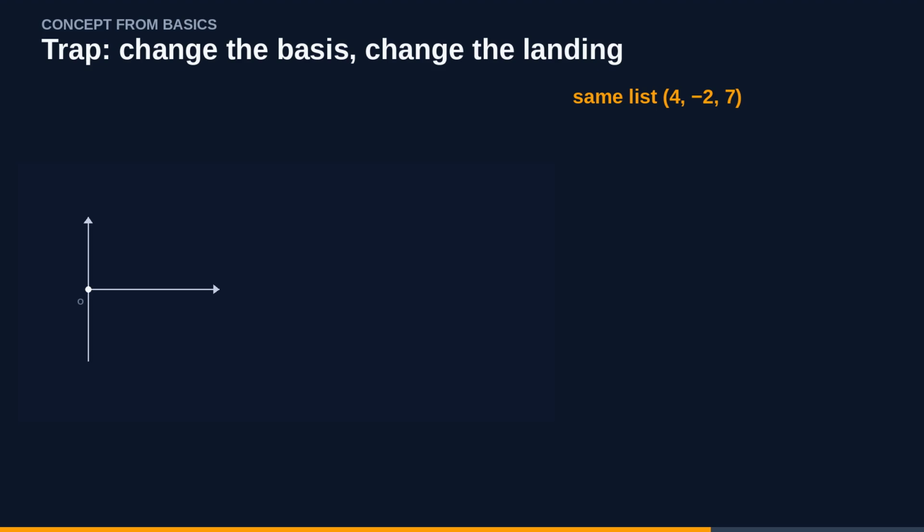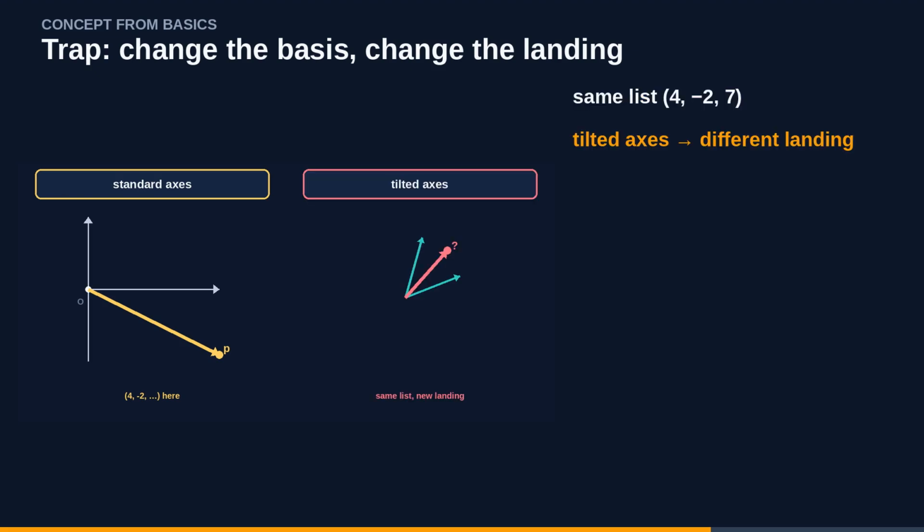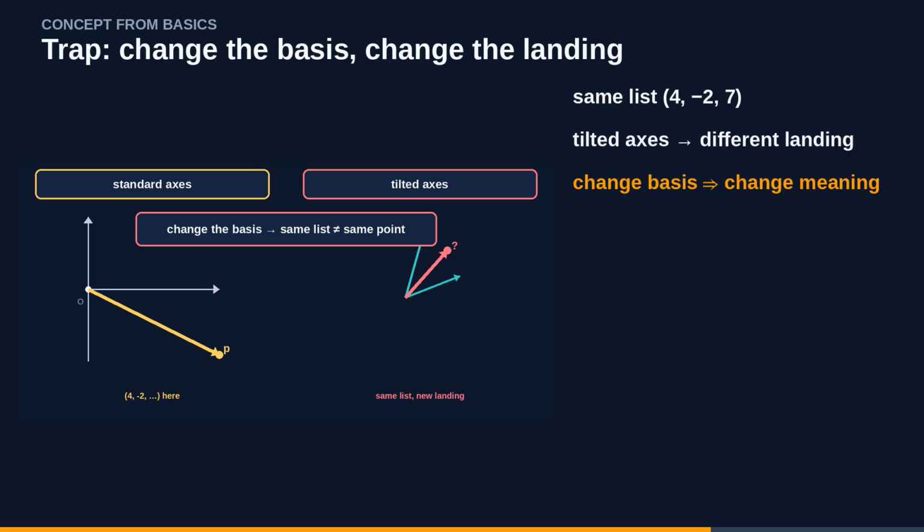Here is the trap. Keep the same number list (4, -2, 7), but tilt the machine axes, choose a different basis. The same list now lands somewhere else on the bed. Changing the basis changes what the coordinate list means, even though the written numbers look identical. Axes first. List second.